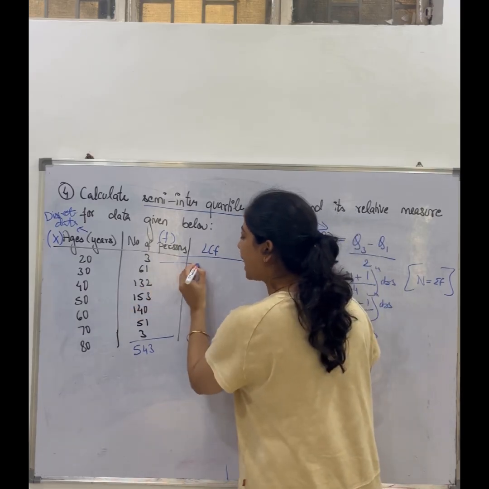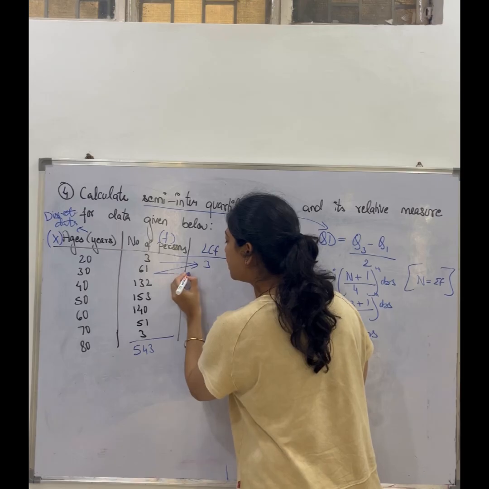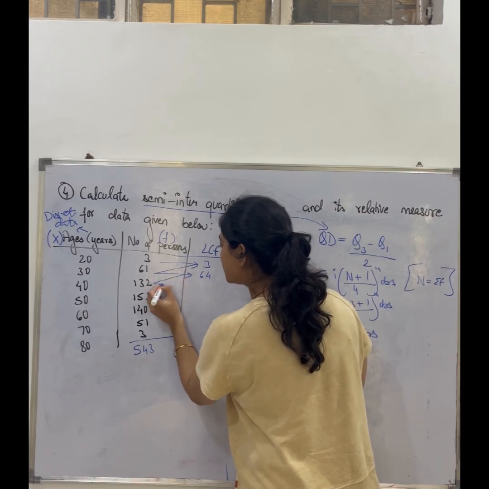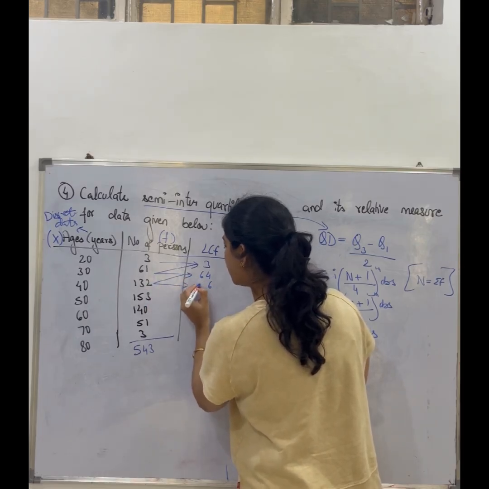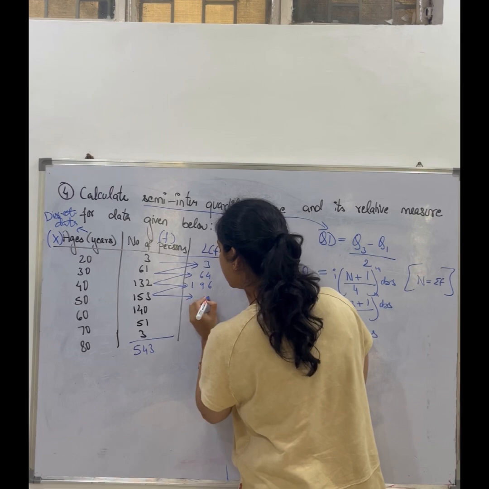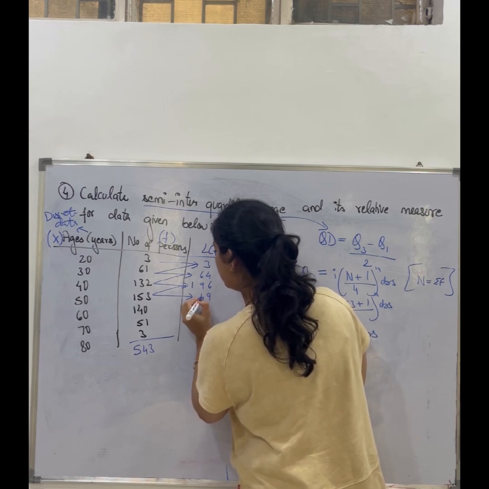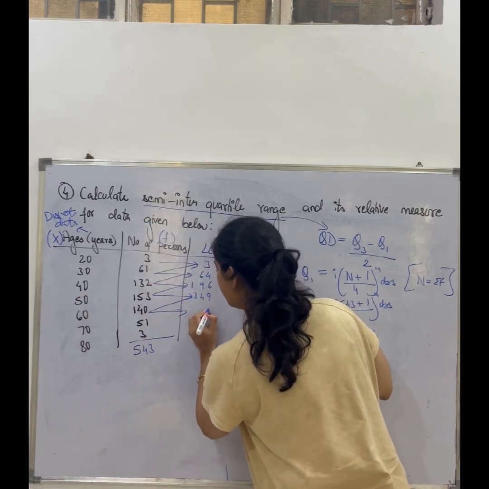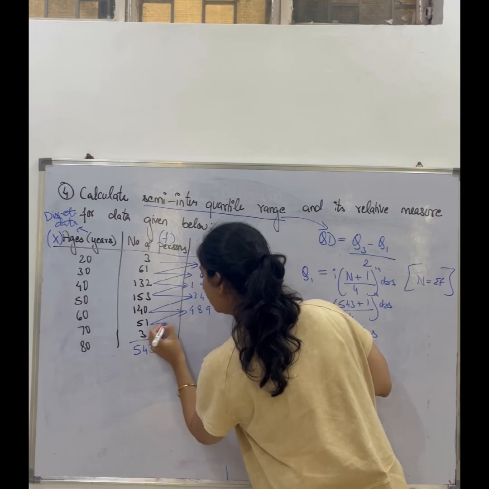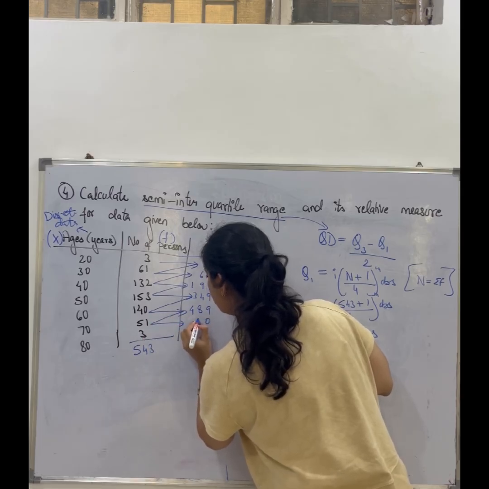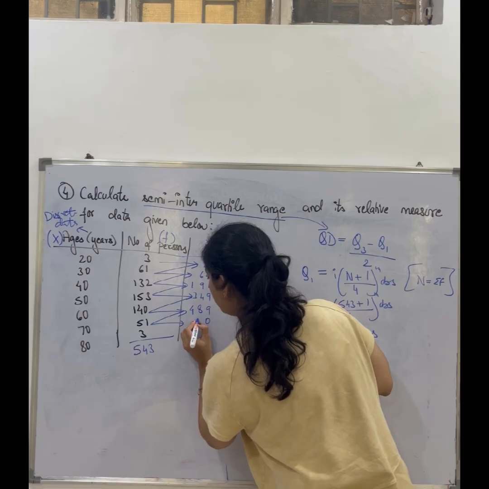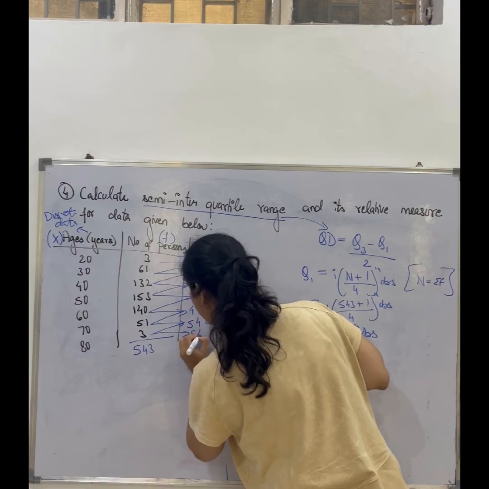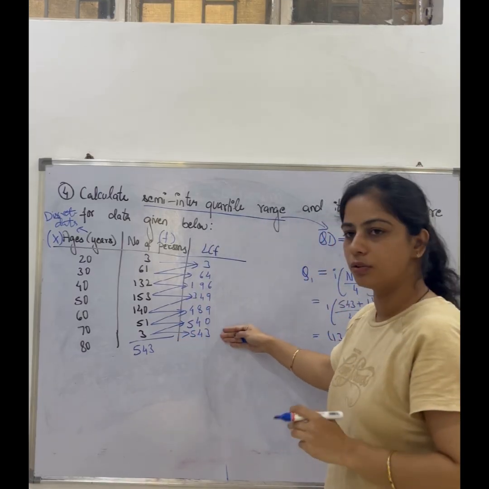So first value will be as it is, 3. Next you need to keep on adding your first value with the next value. 3 plus 61, 64. 64 plus 132, 196. Next again, 349. Again, 489. 540, and again in here you're going to get 543. So these are the values which we got in LCF.